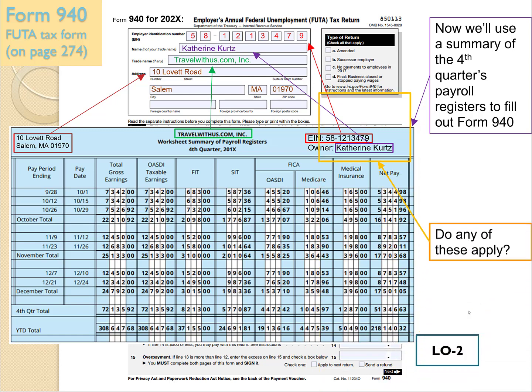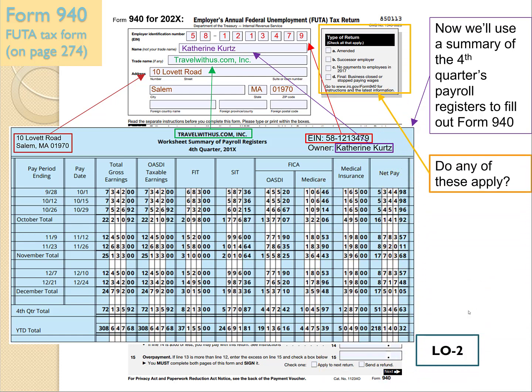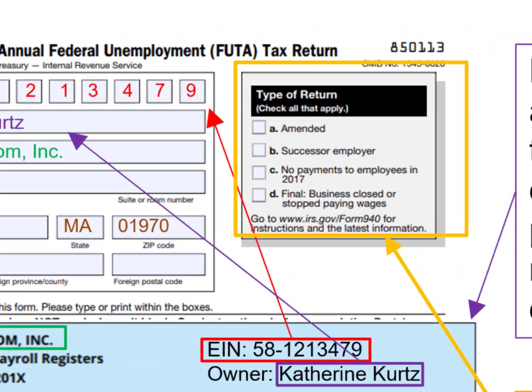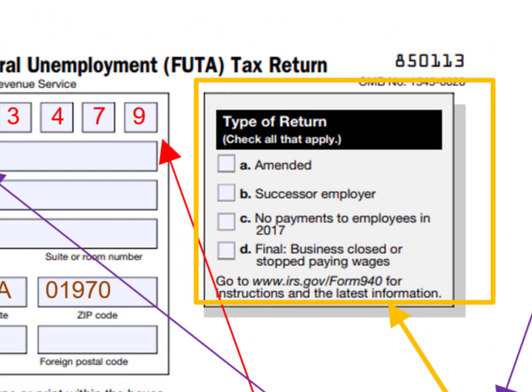Now let's look at this box up here on the right. Type of return. Do any of these apply? A says it's amended. Amended means that we've already filled out the 940, but now we're going to do it again, making a correction. So this is not an amended one. This is the first one. We've not made any errors.